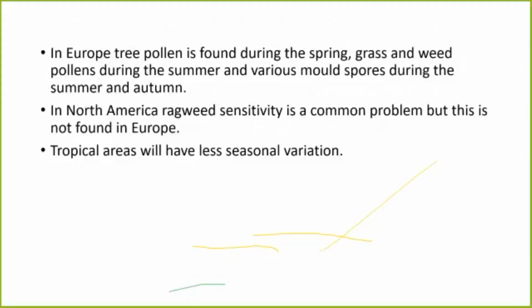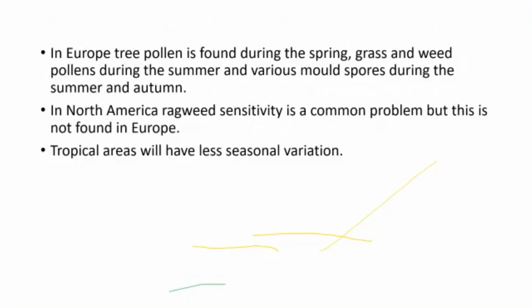In Europe, tree pollen is found during the spring, grass and weed pollens during the summer, and various mold spores during the summer and autumn. In North America, ragweed sensitivity is a common problem, but this is not found in Europe. Tropical areas will have less seasonal variation. So in countries like India, there is less seasonal variation.